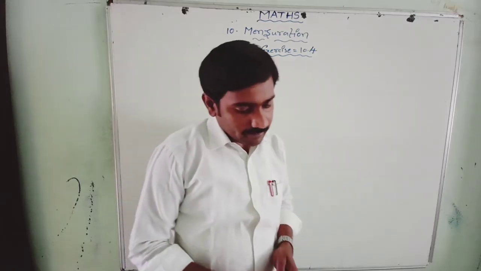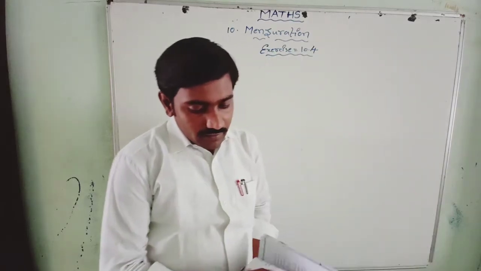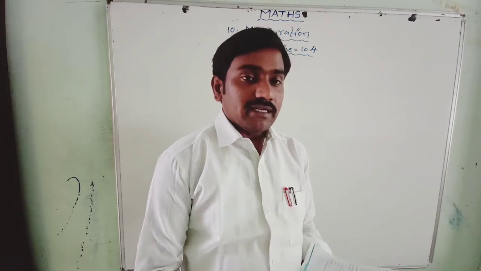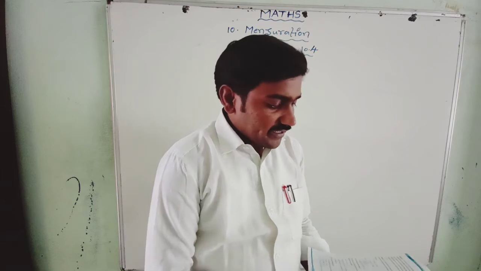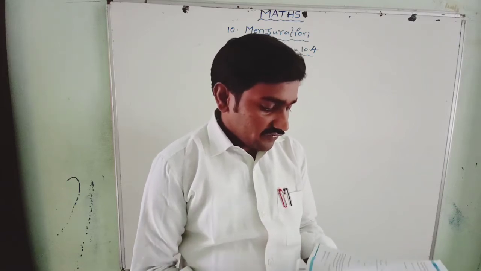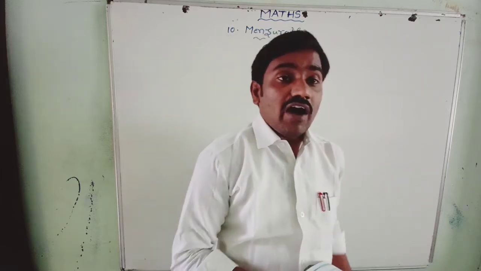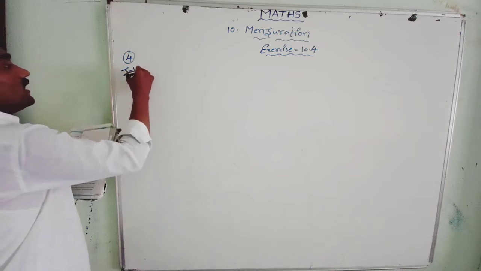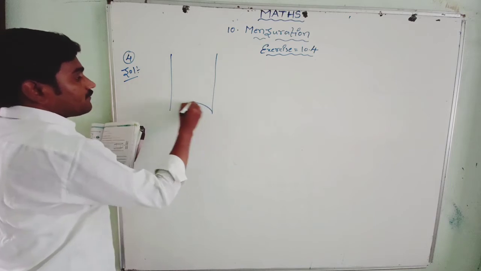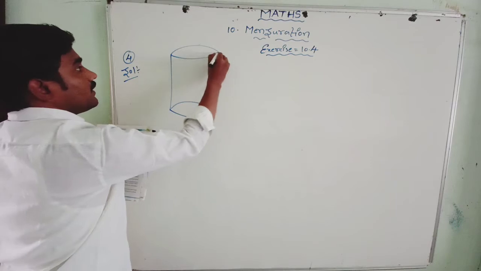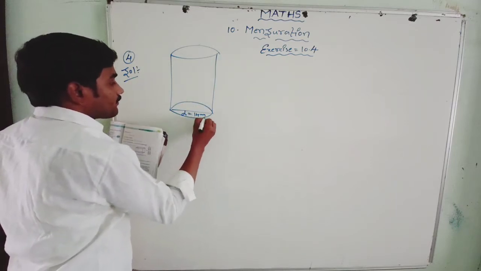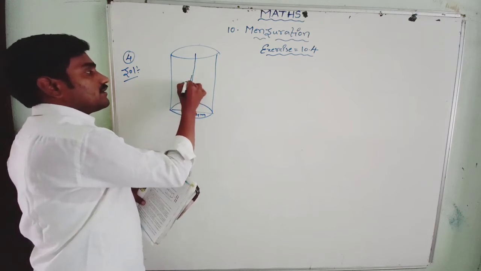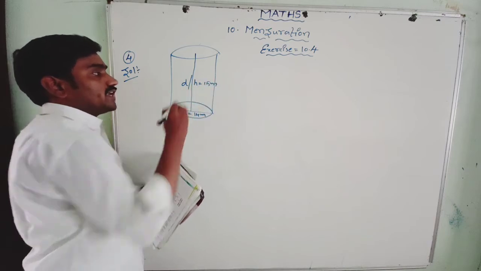Yes, now we go for the fourth question. The fourth question is that a well of diameter 14 meters is dug 15 meters deep. A well of diameter 14 meters is dug 15 meters deep. ఒక బావిని తవ్వారు. ఎలా? The diameter d is 14 meters, and the depth, h, height, is 15 meters. ఒక బావిని తవ్వారు.